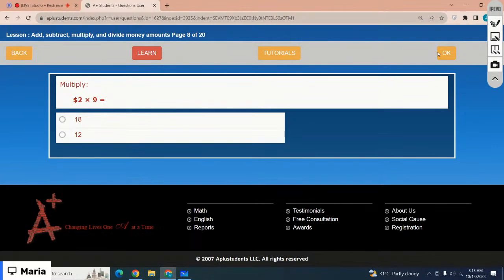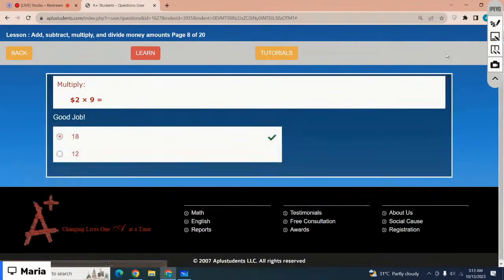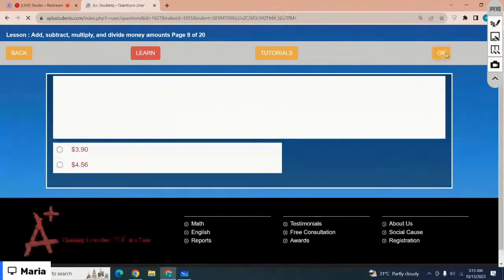The correct option is 18, right? 2 times 9 makes 18. Option number 1 is the correct option. Okay, the next one is 5.28 minus 1.38, which is the correct option?